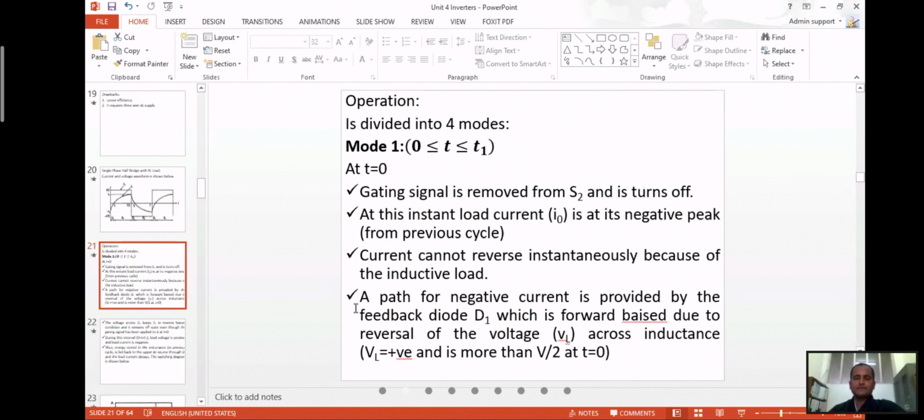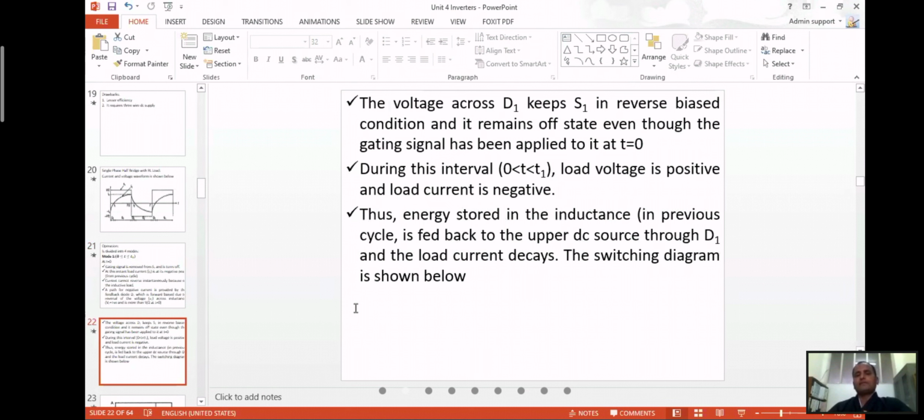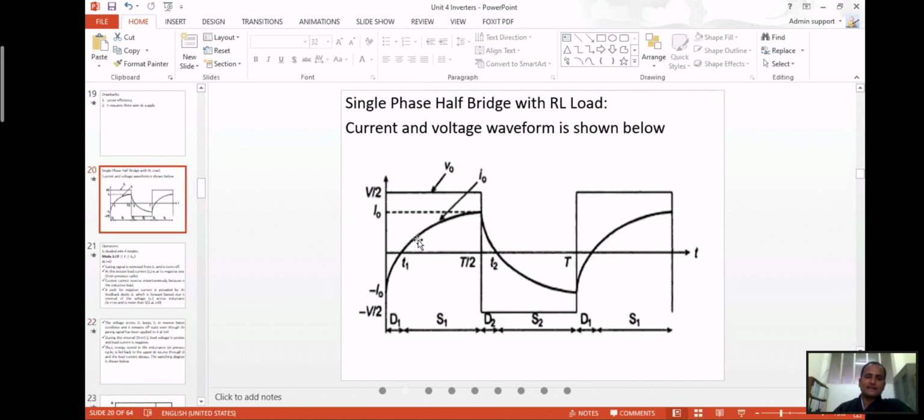The negative current is provided by the feedback diode, and D1 and D2 are the feedback diodes in this case. The voltage across D1 keeps S1 in reverse bias, so S1 remains in the off state even though the gating signal has been applied. This is the point t equals t1.